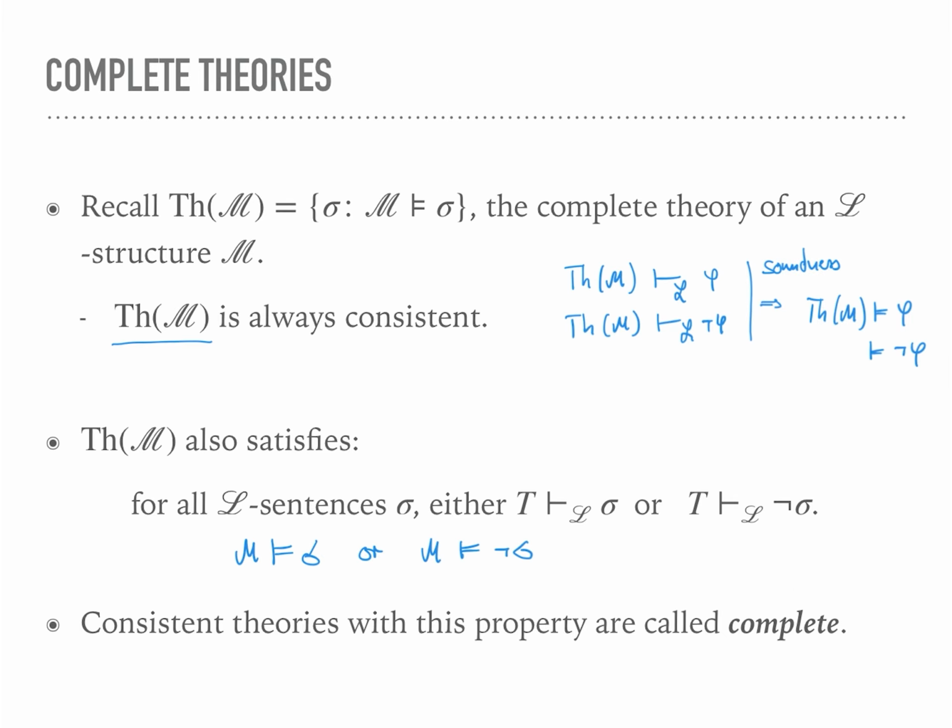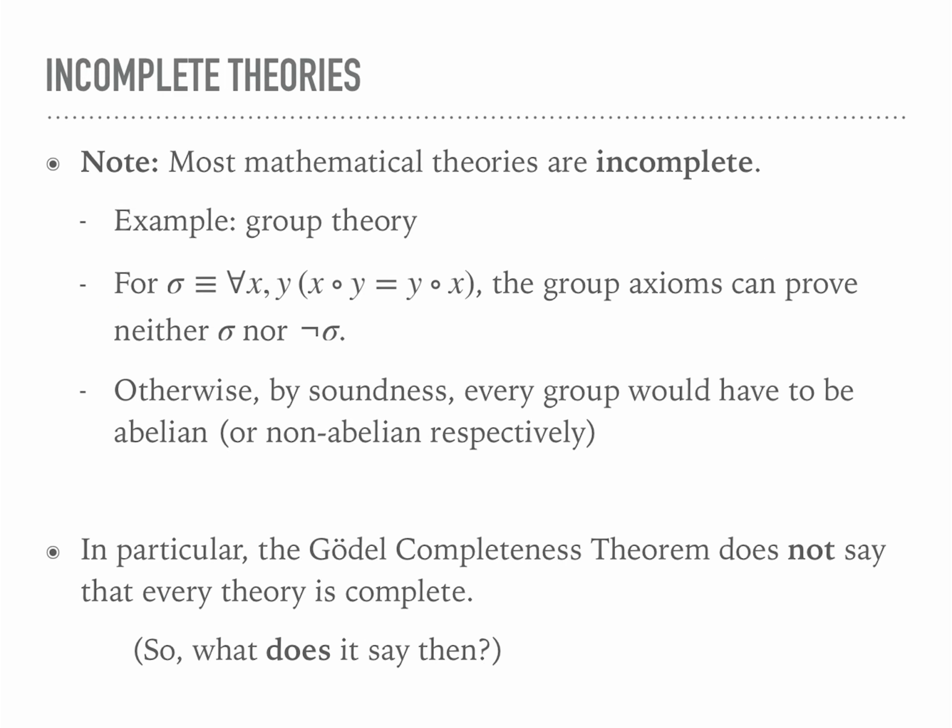And so complete theories are in some sense mathematically very powerful, because they give us a complete classification of truth with respect to it. They leave nothing undecided. And it is not surprising, therefore, because it's a very powerful property, that most mathematical theories are actually incomplete. It's a completely natural property to be incomplete.